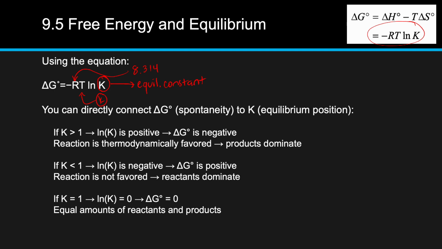So we can directly connect delta G to our equilibrium constant using this equation. So just remember, if K is greater than 1, then delta G is going to be negative. If K is less than 1, delta G is going to be positive. And if K is equal to 1, then delta G is going to be equal to 0.